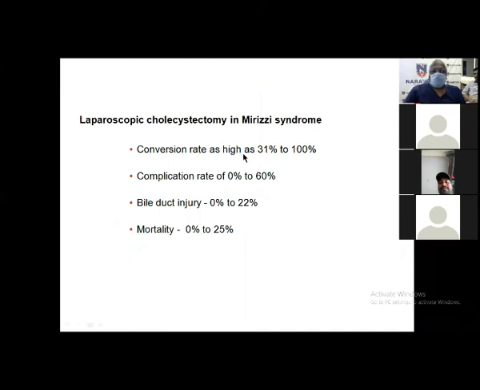Conversion rate is as high as 30 to 100%. Complication is to the tune of 50%. Bile duct injury is to the tune of 25%. Mortality is also to the tune of 25%. Don't consider zero; zero and all is bogus. These are the facts.